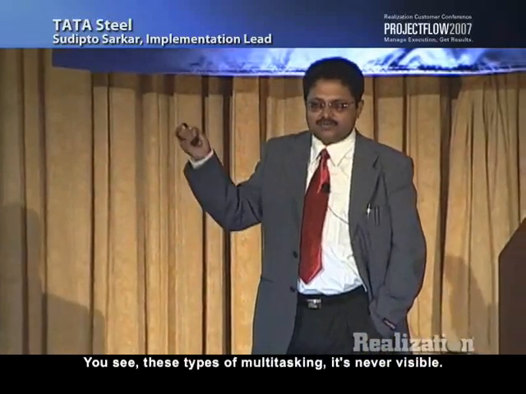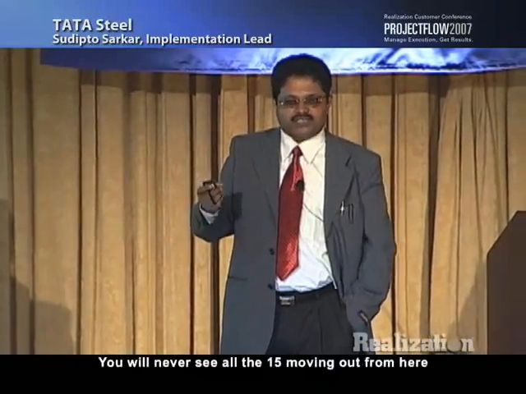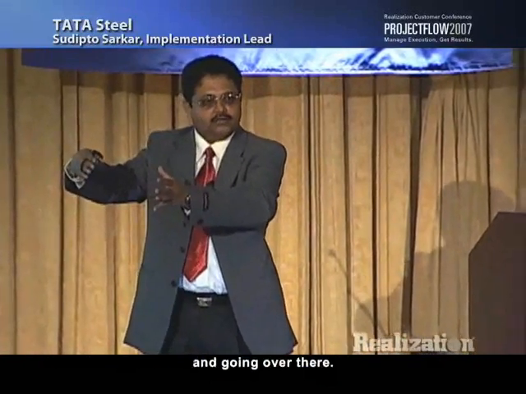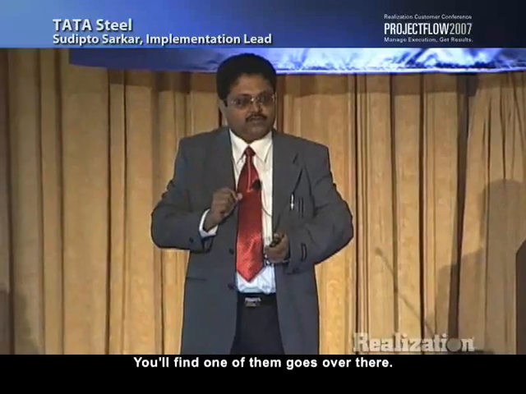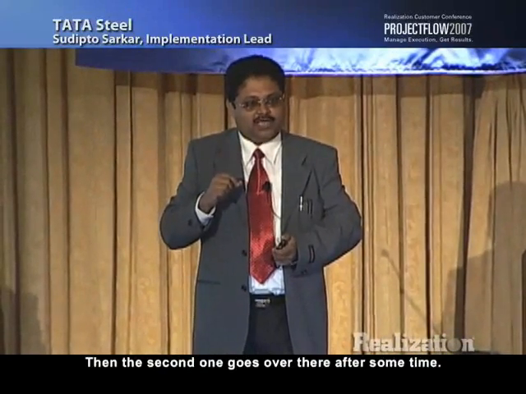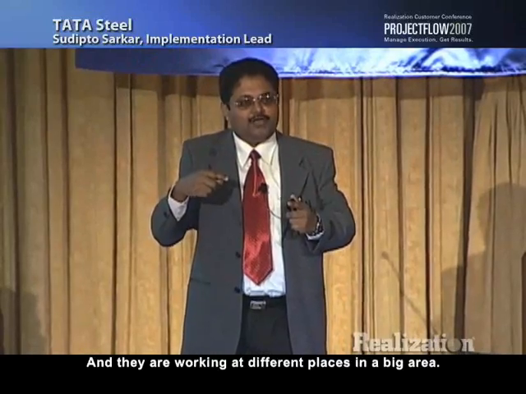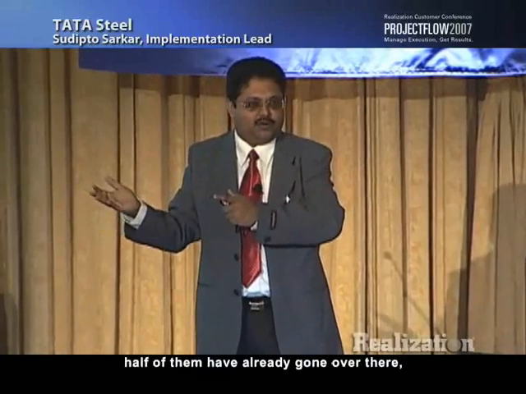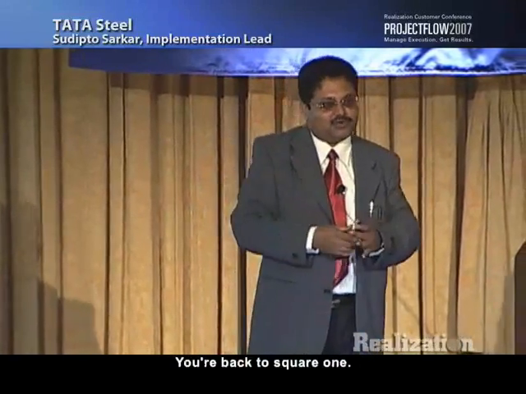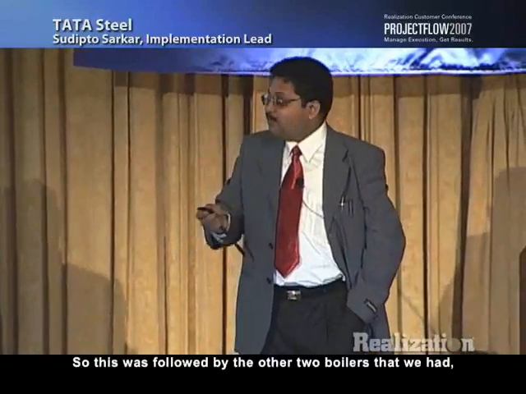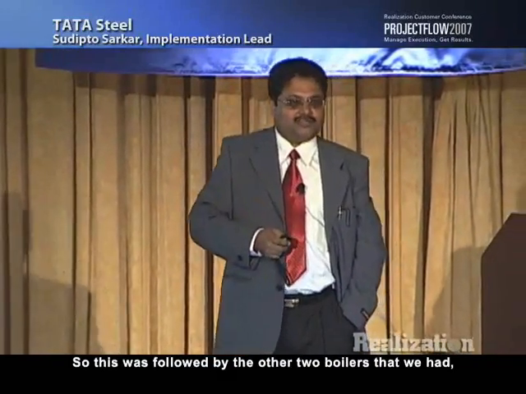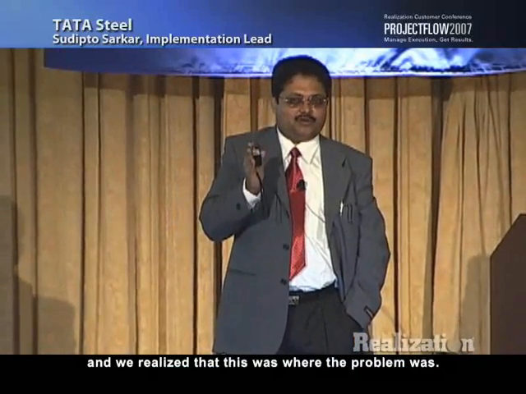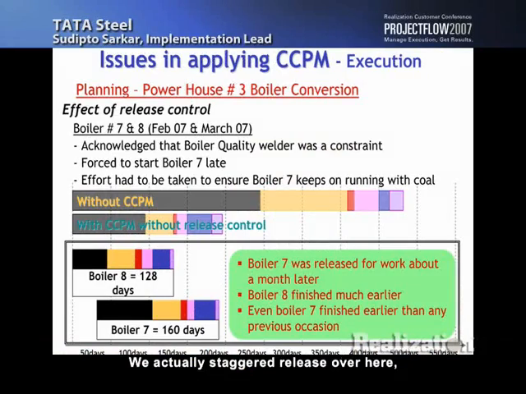You see this type of multitasking, it's never visible. You will never see all the 15 moving out from here and going over there. One of them goes over there, then the second one goes after some time, and they are working at different places in a big area. The third one goes, and by the time you realize that people have shifted, half of them have already gone over there. So you bring them back again over here, and you're back to square one. This was followed by the other two boilers, and we realized that this is where the problem was. We staggered the release over here, and we finished it in 128 days.